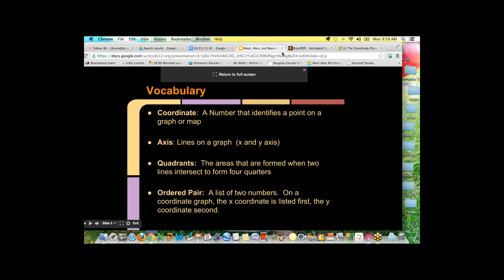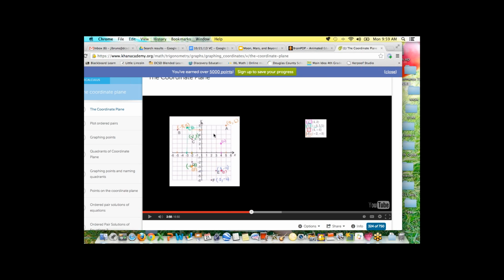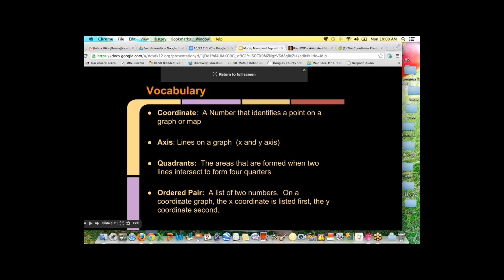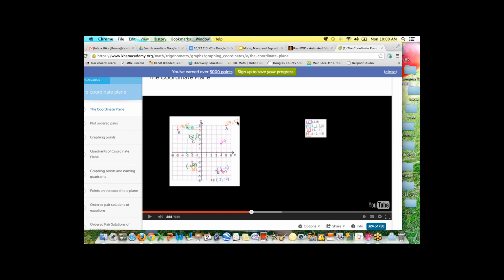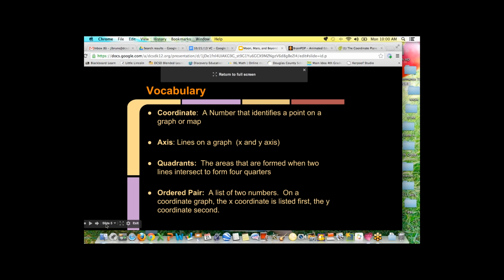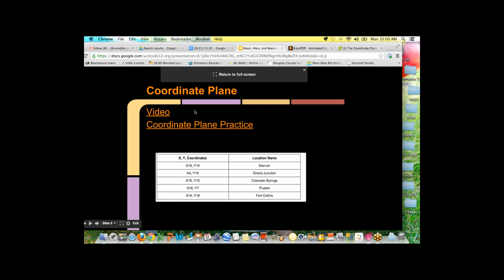Coordinates, those are those 4 different areas that I was showing you. So here's coordinate 1. Here's coordinate 2. See how it's broken up because of the lines intersecting? Coordinate 3 and coordinate 4. And an ordered pair is a list of the 2 numbers. We always have the x number first, and then the y number is listed second. So here is an example of an ordered pair. Okay. All right, so let's see if we can do this together.